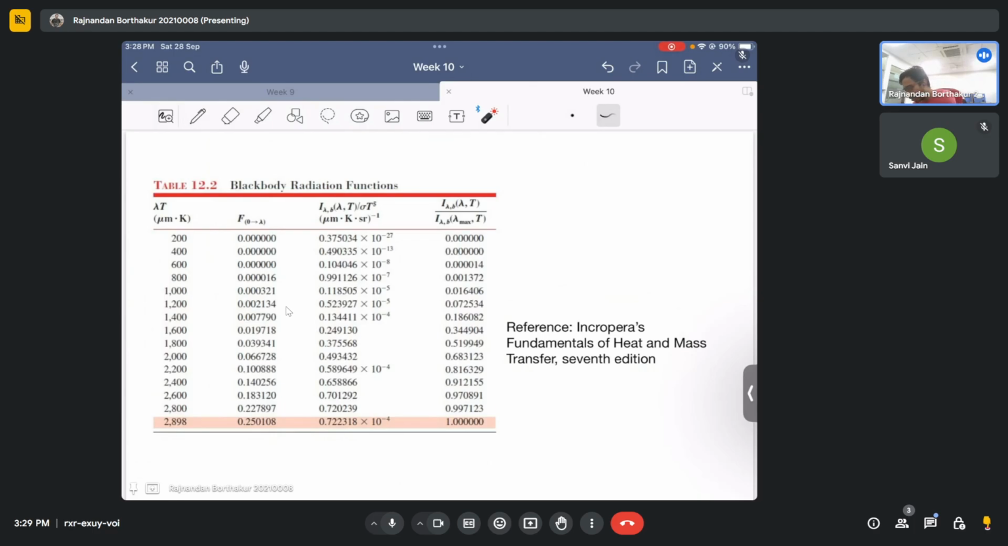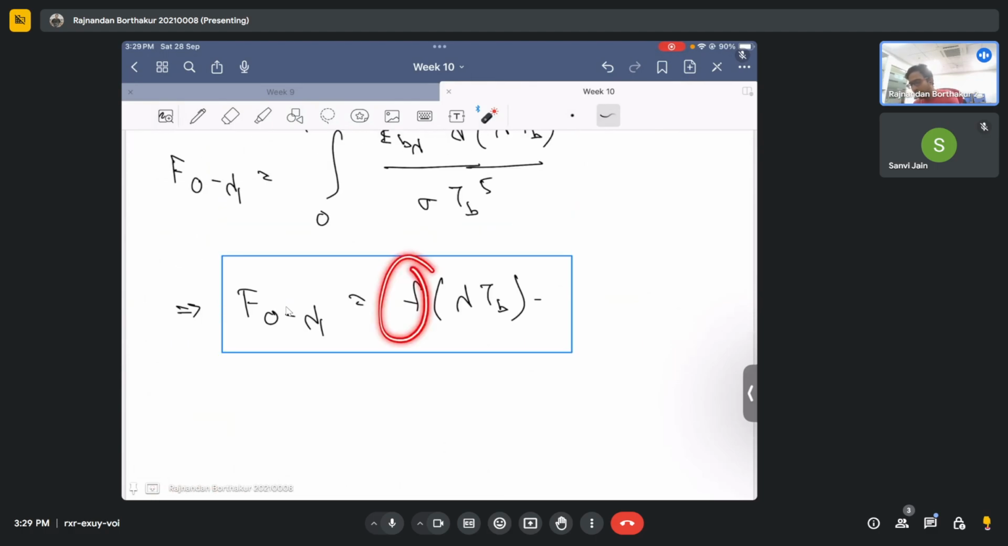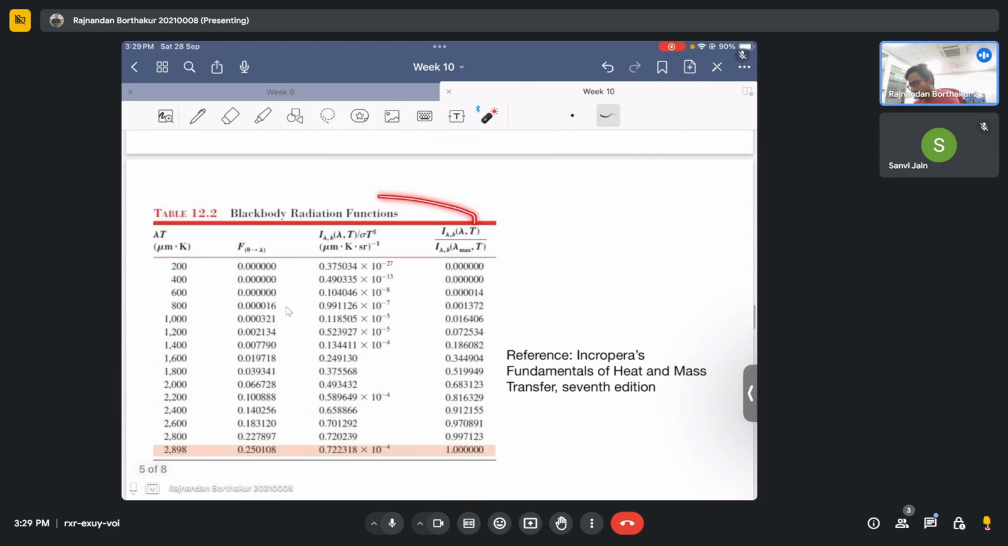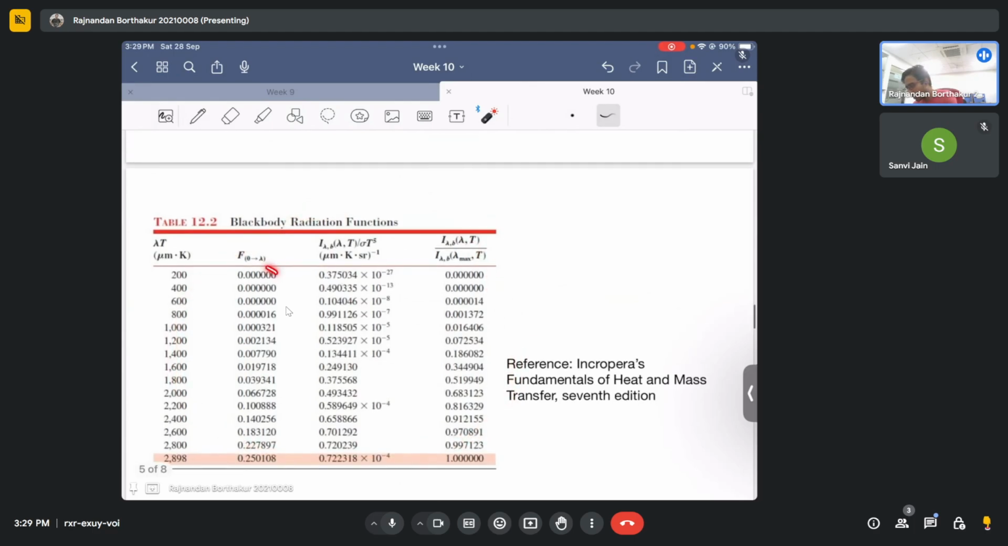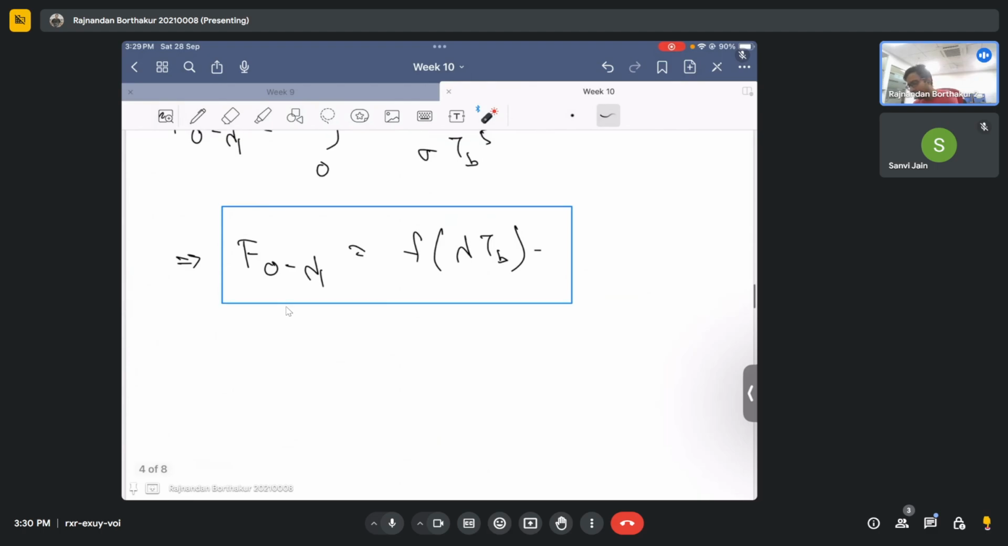So the thing is, once you know this value of lambda times T, you can calculate the fraction that is falling within the prescribed wavelength that we are looking at. Okay, and this is the idea behind this band emission function and how to evaluate this fraction from these kinds of tables, although the exact functional form is not known. The exact functional form, meaning how these values are related to these values, is not known, but you can still use these tables to calculate the fraction of emissive power lying between a particular wavelength, once you know the multiplication of lambda and the temperature. Just because there is a functional relation between lambda times TB and F 0 to lambda. I hope this is clear to you.